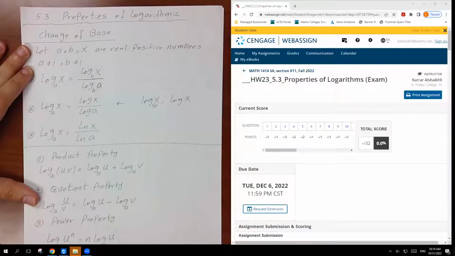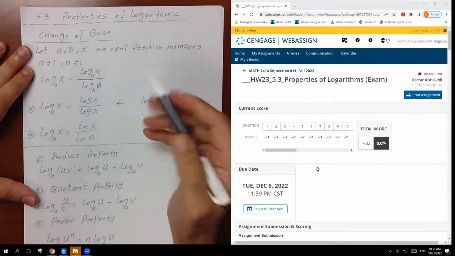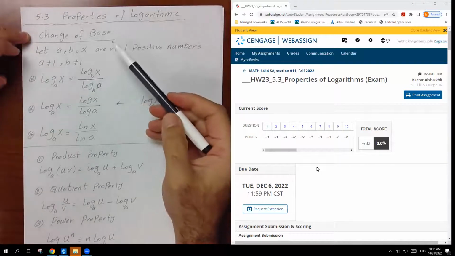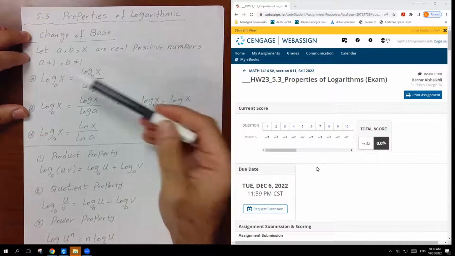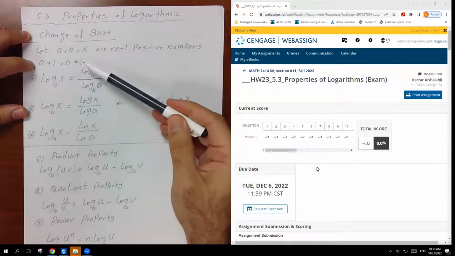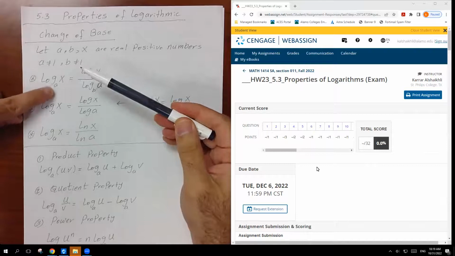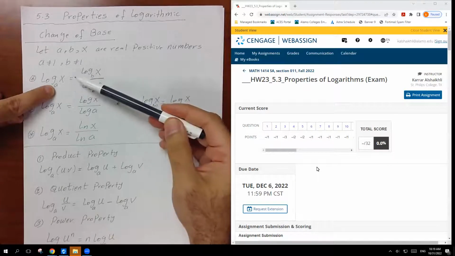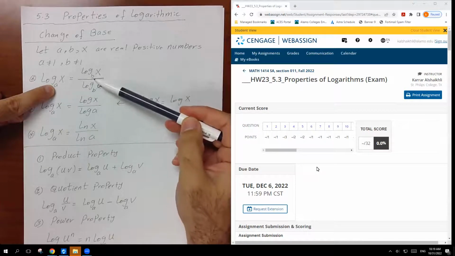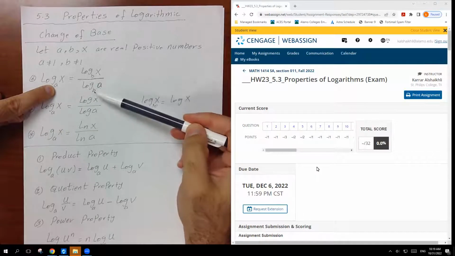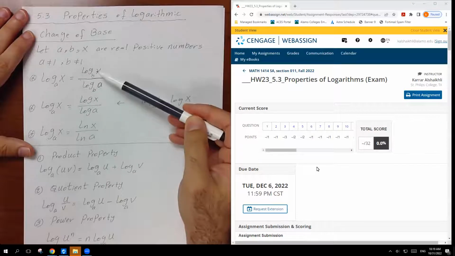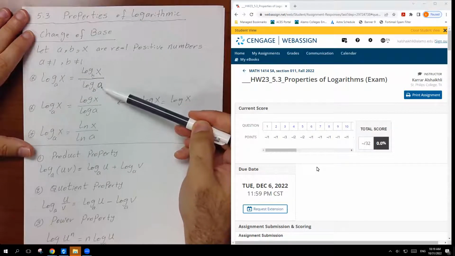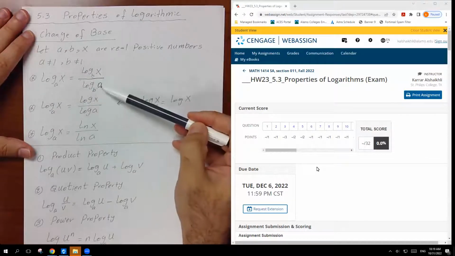So section 5.3, properties of logarithms. The first property, we're going to use the change of the base. Let a, b, and x be real positive numbers, a not equal to 1, b not equal to 1. Log base a of x is going to be log base b of x over log base b of a. That means here is the new base. There's going to be x on the top, and a from the base is going to be on the bottom.